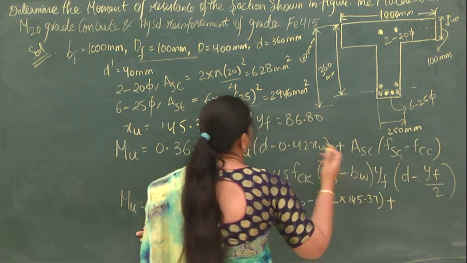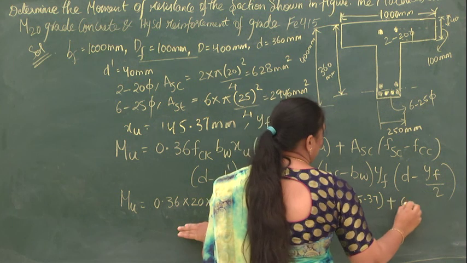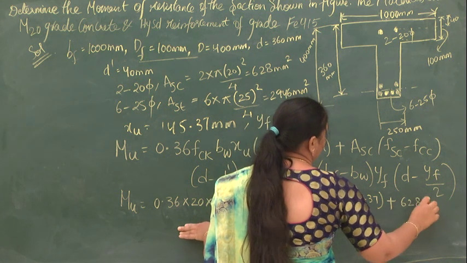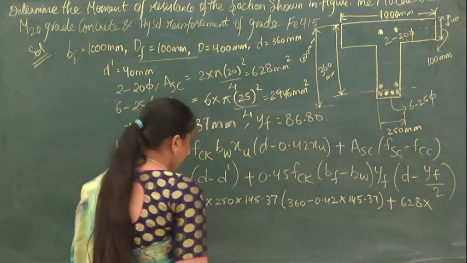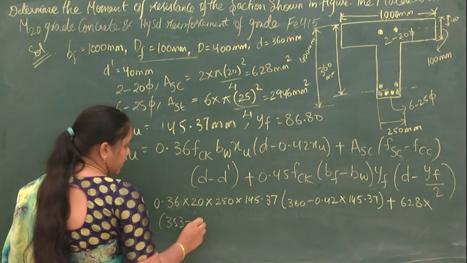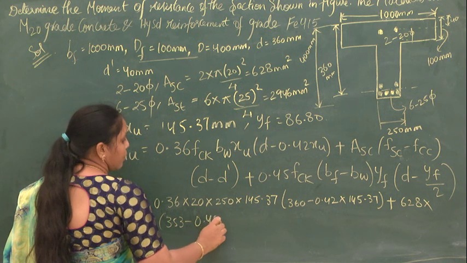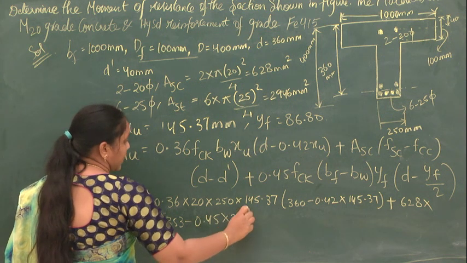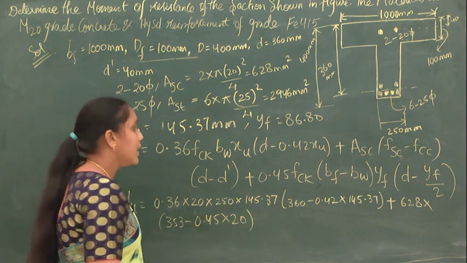145.37 plus ASU. How much is the ASU you have calculated here? 628 into FSC. How much is FSC? It is 353. Minus FCC. What is the formula for FCC? It is 0.45 into FCK. That is 0.45 into 20.